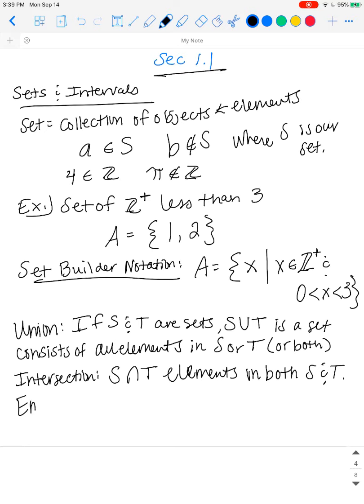And then our empty set is like this. Oops, that does not look good. I'll do it a little bit clearer so you guys can see it. So it's like a circle and then a slash. So that's the set with no elements, so it's empty.